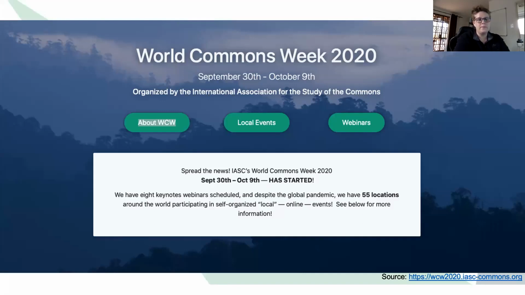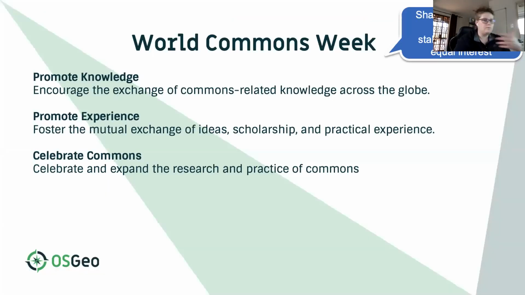9th of October. The aim of this event is to promote knowledge, promote sharing of experiences, and also to celebrate the idea of commons. For those that don't know, there are various definitions, but the one that would fit into my bubble is shared resources where all the stakeholders have equal interest. And this very much resonates with what we are doing within GeoForAll as well as OSGeo.